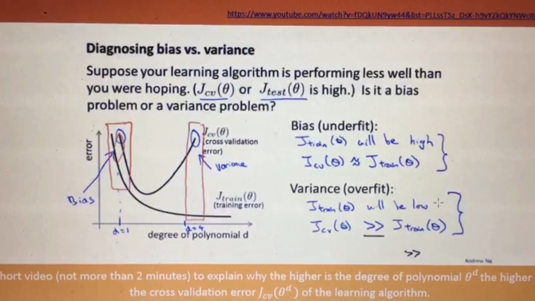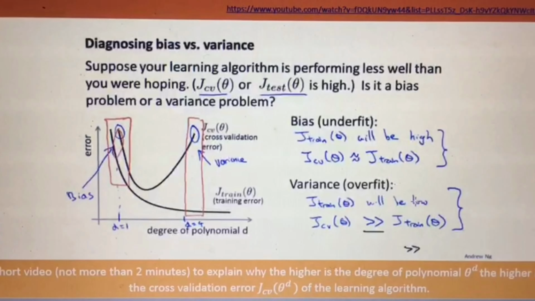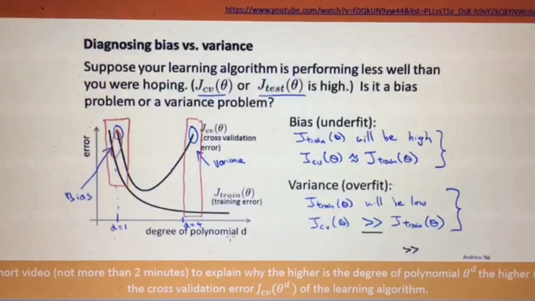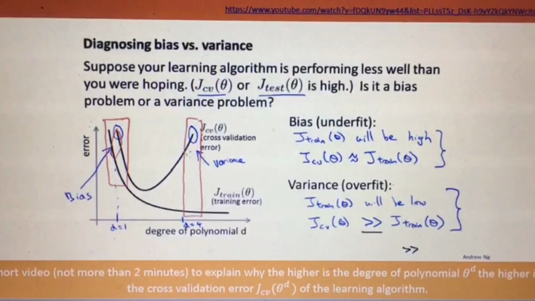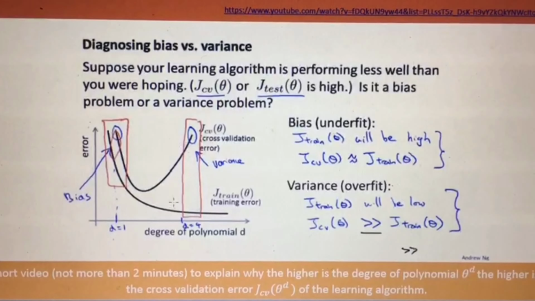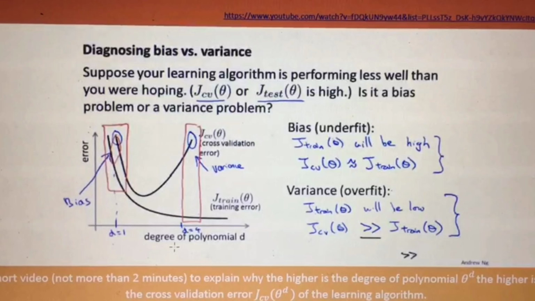Next, question 2 asks to explain why the higher the degree of polynomial theta d, the higher the error for the cross-validation error J subscript CV of the learning algorithm.